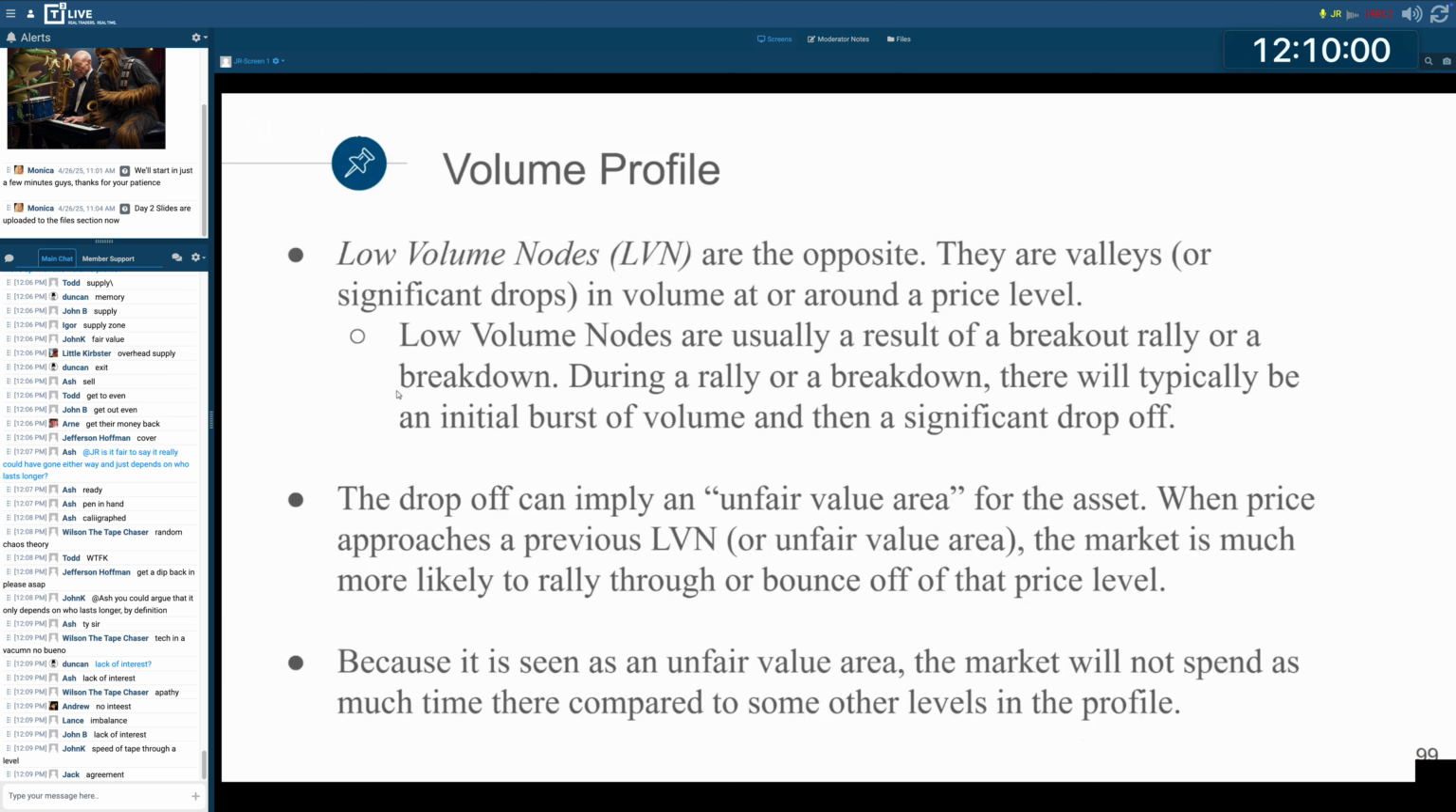Low volume nodes are usually a result of a breakout rally or a breakdown. During a rally or a breakdown, there will typically be an initial burst of volume and then a significant drop-off. The drop-off can imply an unfair value area for the asset, meaning an area where people are just not interested in transacting. Why? Let me ask you guys another question. What could be another reason for low transactional volume in a certain area?